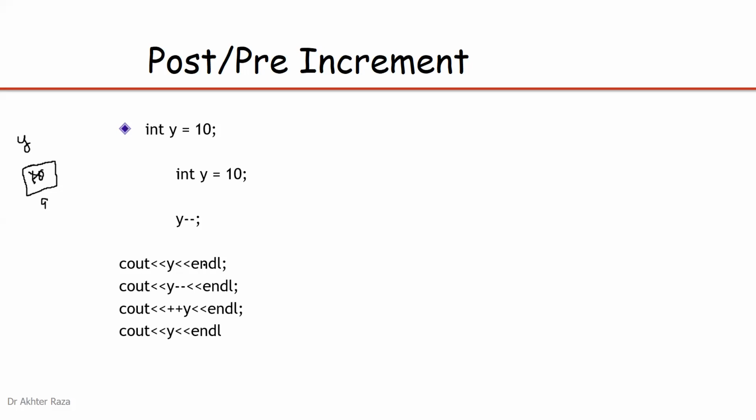Then in this statement, the value of y will be printed. The value of y is 9, so 9 will be shown in the first line. Here y is decreased, but decreased after printing. So firstly the value 9 is printed and then decreased by 1. So it shows 9 here, and after showing the 9, it becomes 8. When it comes here, cout plus plus y. So firstly, 1 is added to y and then printed. So 8 plus 1 is 9. Firstly added and then printed, 9. So here we have 9, here we have 9, here we have 9.